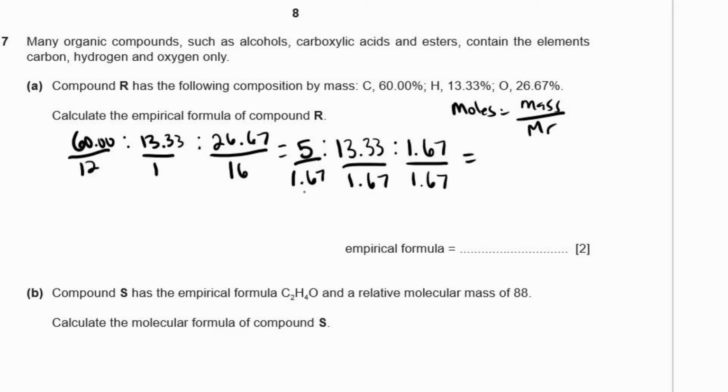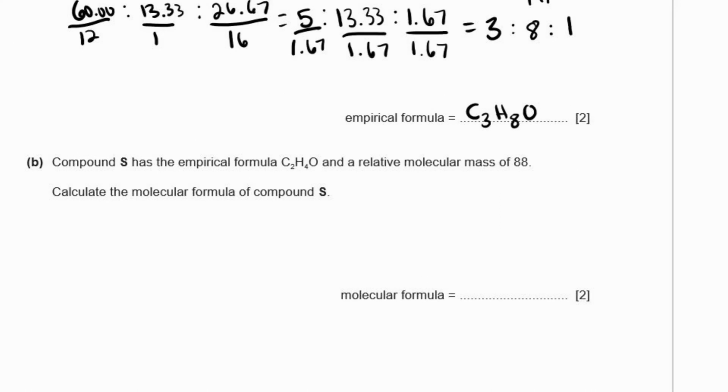5 divided by 1.67, rounding it up just a tiny bit, is 3. 13.33 divided by 1.67, rounding it up just a tiny bit, is 8. And then 1.67 divided by 1.67 is 1. So that means the empirical formula is C3H8O. Good.